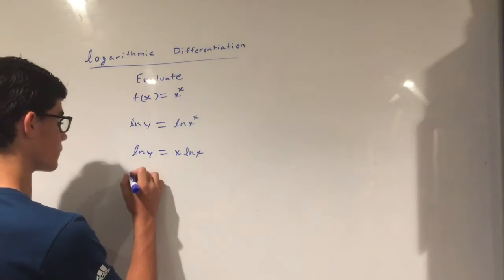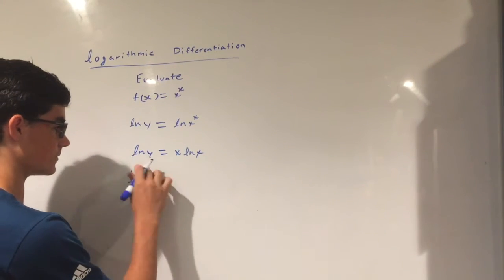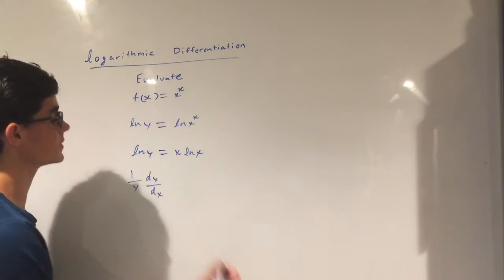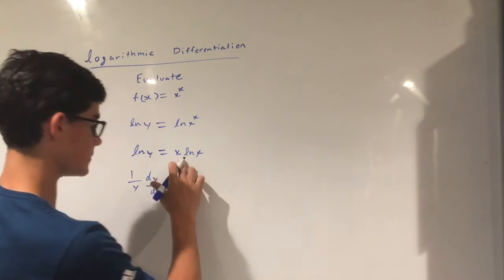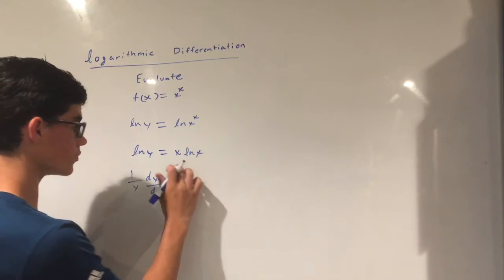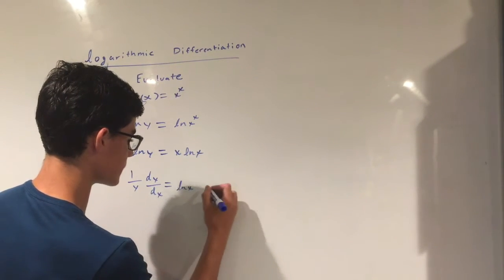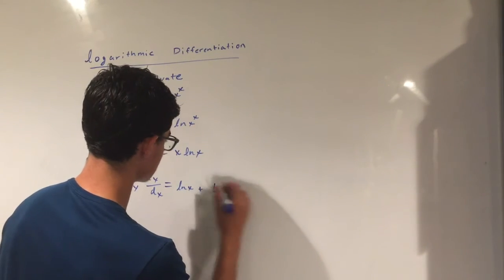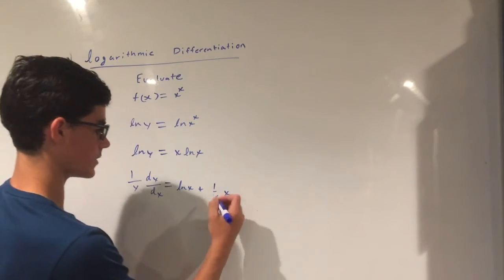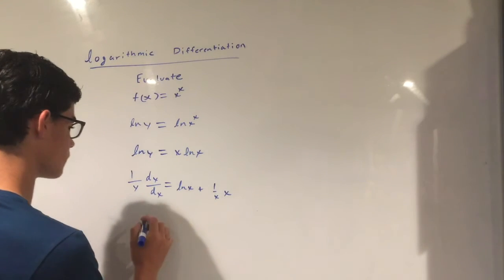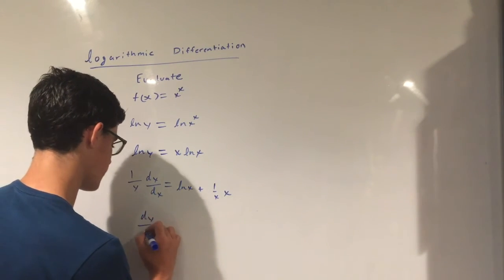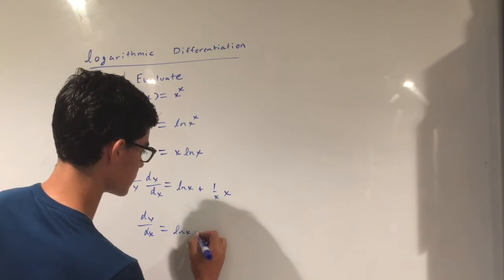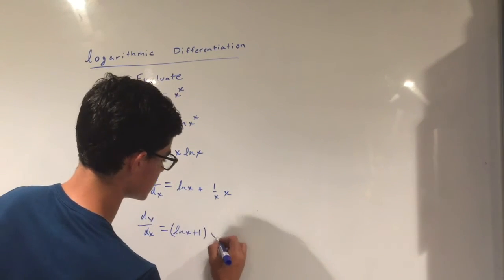And so when we take that derivative, once again, 1 over y times dy dx is found through the chain rule, implicit differentiation. And when we take that product rule, we get ln of x plus 1 over x times x. That just goes to 1. So what we end up with is dy dx is equal to ln of x plus 1 times x to the x.